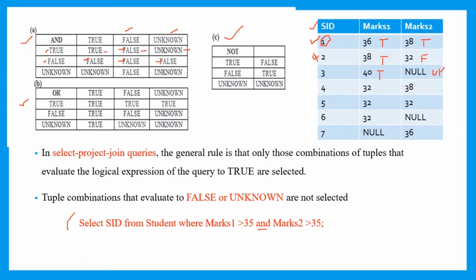This is a null value, so we can say it is unknown. The unknown can be either true or false. When we apply true and unknown, the result will be unknown. It means the student ID 3 is not going to be returned. The same way we are going to check the remaining cases. This is how the three-valued logic performs the operation.